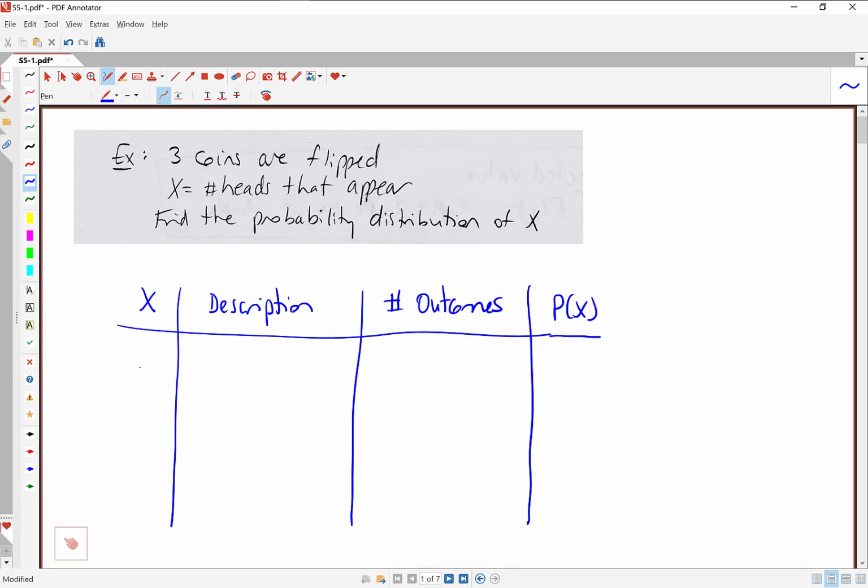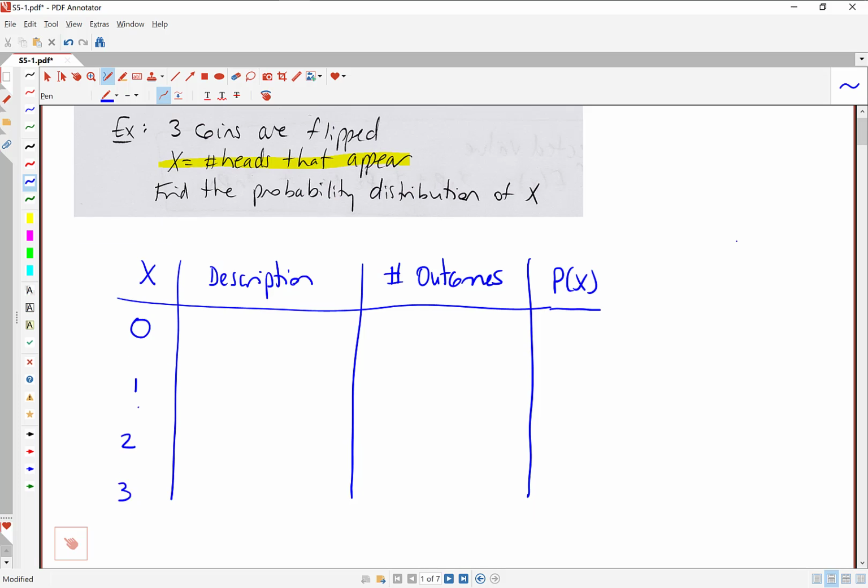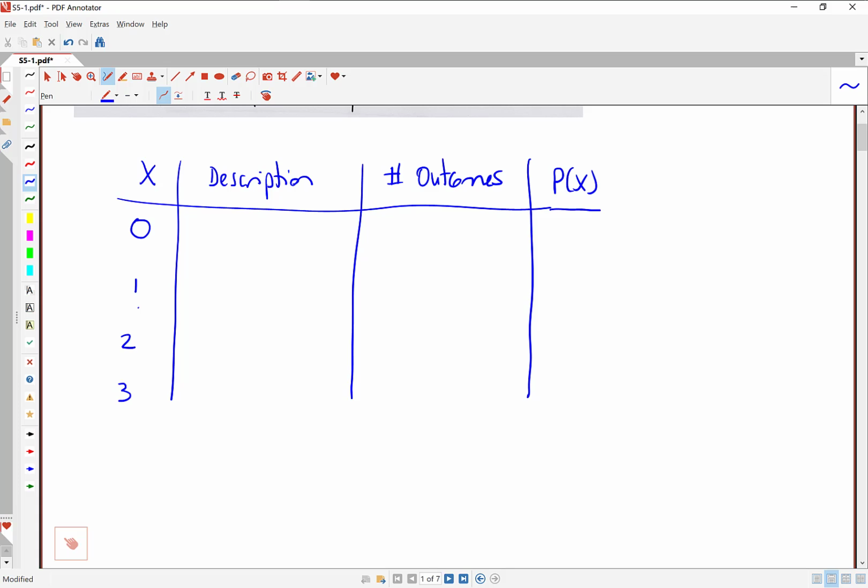So let's first focus on these X values here, and figure out what numbers should go in this first column. What X represents is the number of heads that appear in these 3 coin tosses. So we could have 0 heads, 1 head, 2 heads, or 3 heads. Those are the different options for X. Now let's see if we can write a description for each one. In the first row, if the number of heads is 0, then we must have had the sequence tails, tails, tails.